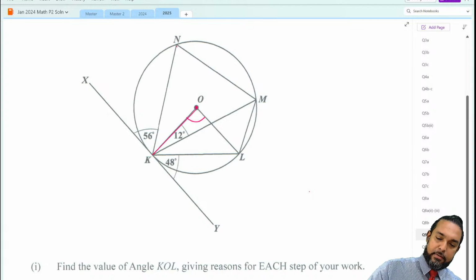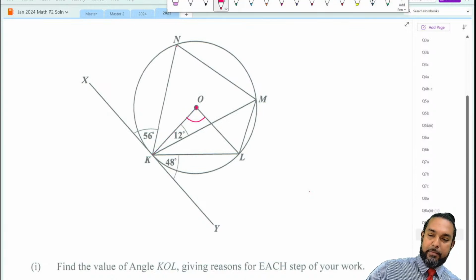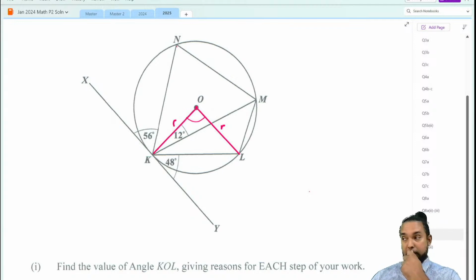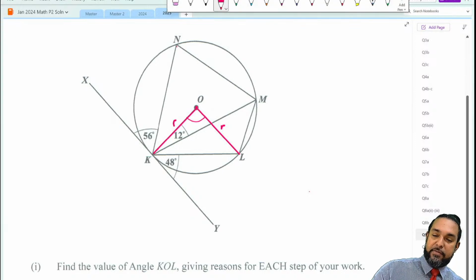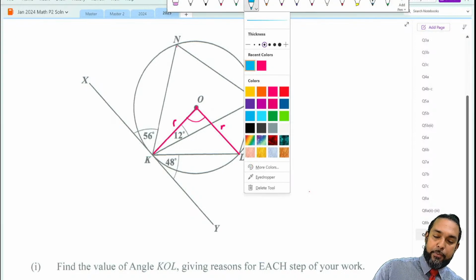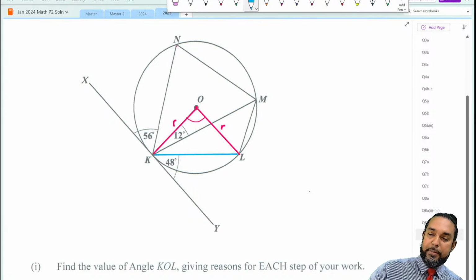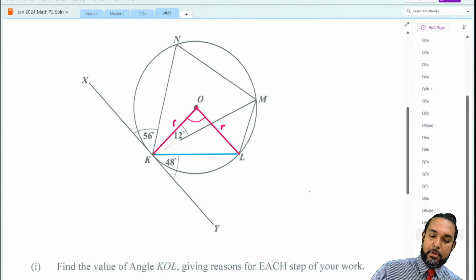Now we have a couple of lines coming out from O. We have this line here, which is OK, and this other line, which is OL. Both of those lines start at the center of the circle and go straight to the circumference. What do you call that type of line? It's a radius, and in a circle all radii are the same length. If we were to use a slightly different color here, this is a blue, and close up this triangle, and let me block off this line here.